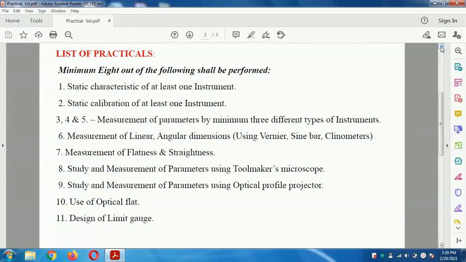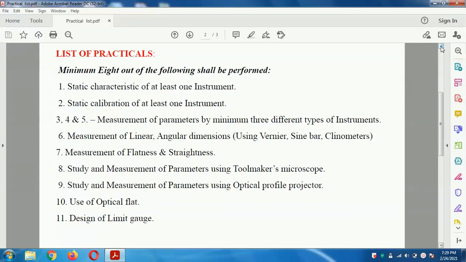The 8th practical is study and measurement of parameter using the tool maker microscope. The 9th practical is study and measurement of parameter using the optical profile projector. The 10th practical is use of optical flat, and the 11th practical is design of limit gauges. Out of these practicals, we are altering the practicals every year.